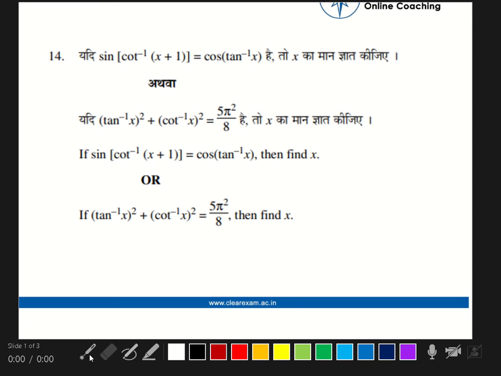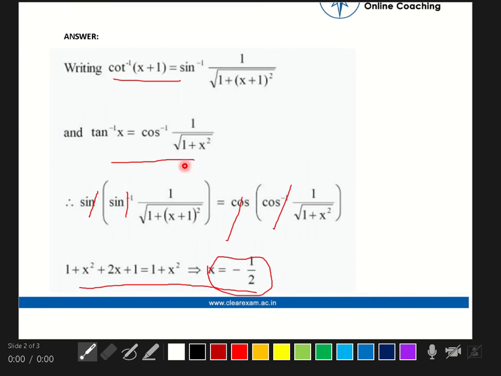Let's start with our 14th question. It has two choices. Let's start with the first one. If sin(cot⁻¹(x+1)) = cos(tan⁻¹x), then find x. Now come to the solution part.